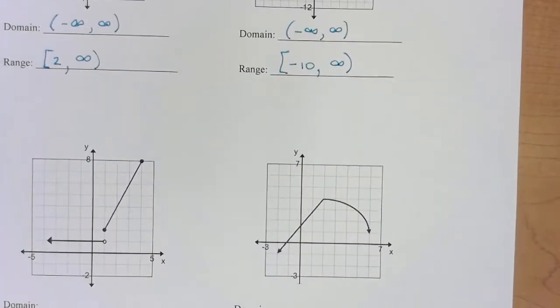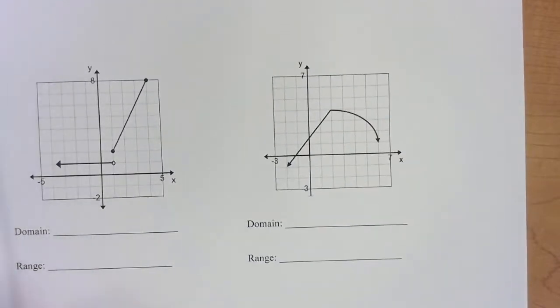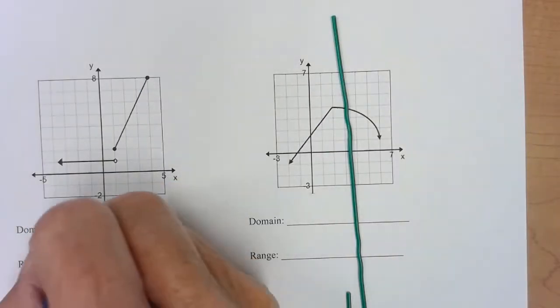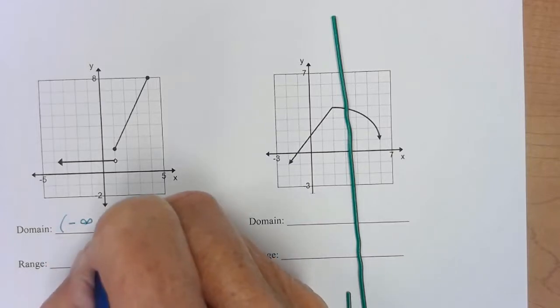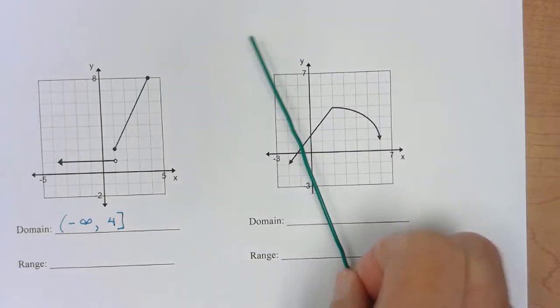So let's look at the next one. Domain. As I come in, I hit an arrow. There is a hole, but a solid dot right above, so that's cool. But I end with a dot up here at a x value of 4. So I've got negative infinity to 4. I use a bracket. Now let's check on the range.